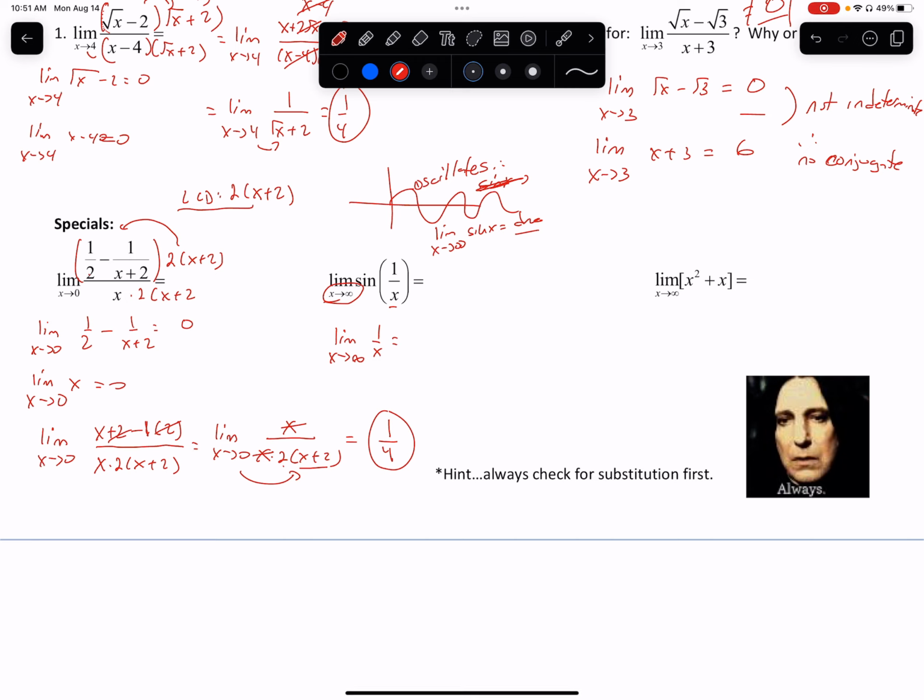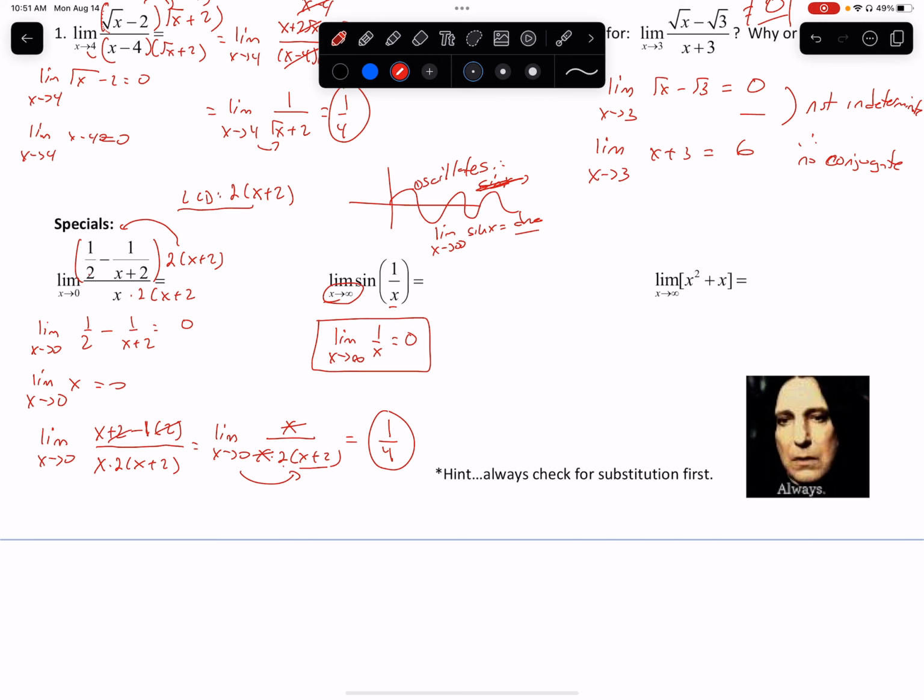Well, this is an interesting little thought for us. What happens as x goes to infinity? Well, x gets really large. Now take a number, any number, divided by a really large number. Take 5 divided by like a billion. It's basically 0. So we know that this is just 0.